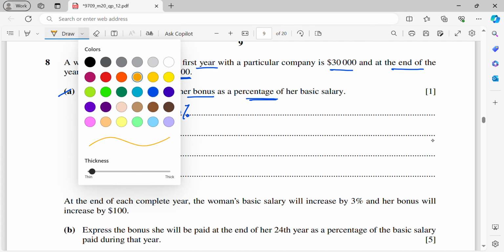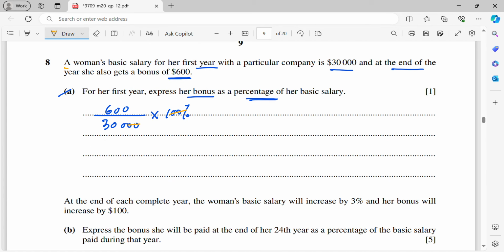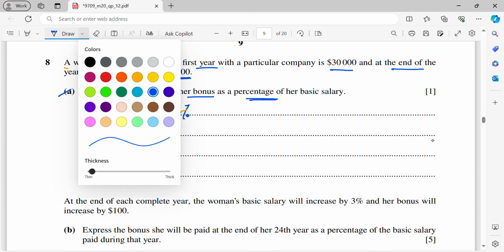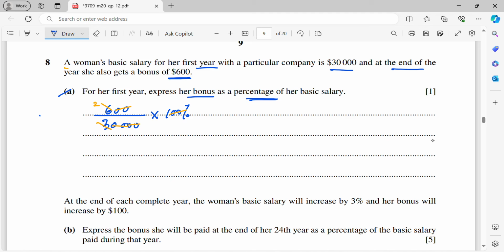Now, 100 cancels the 20. This 20 can be cancelled, then here left 2. That means it is 2%. Okay, so done for the first part.